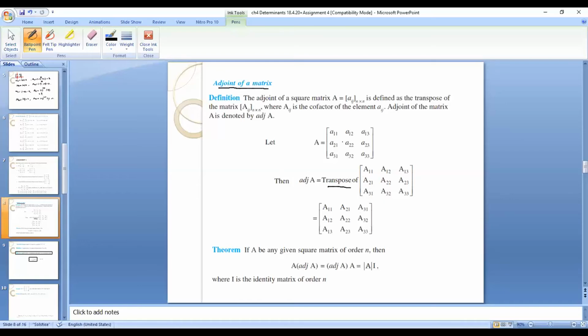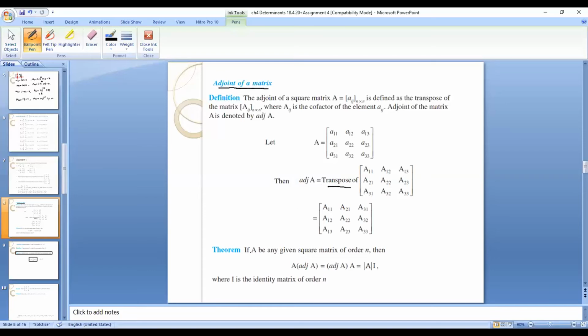So whenever we have to find adjoint of a matrix, the first step we will find all cofactors. Then we will write all the cofactors in a matrix. Then we will take its transpose. A11, A12, A13 in first row, they will go in first column. A21, A22, A23 in second row, they will go to second column. A31, A32, A33 in third row, they will go to third column, right? So this is how to find adjoint A.